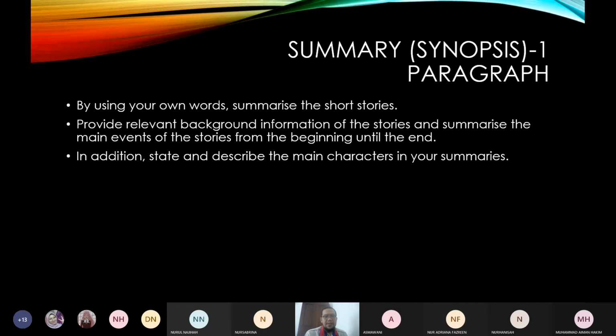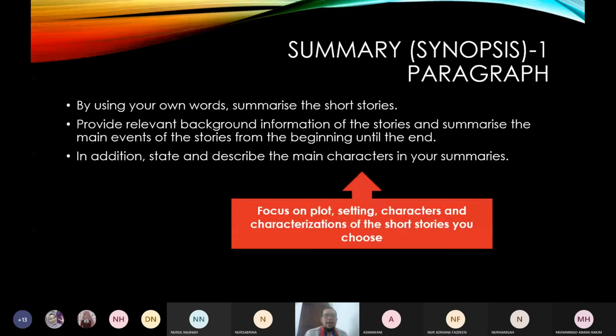Alright, untuk paragraph 1, synopsis. Synopsis ni main dengan apa? Alright, bila kita cakap pasal synopsis, you kena faham tentang plot, setting pun you kena faham, characterization. So 4 benda. Bila you nak summary, 4 benda ni you kena really understand, and you have to combine it in 1 paragraph. By using your own words, bukan you ambil daripada mana-mana internet, you have to summarize the short story, provide relevant background information of the story, and summarize the main events from the beginning until the end.